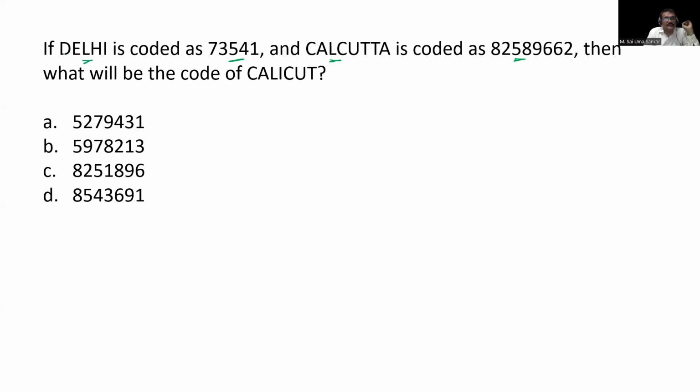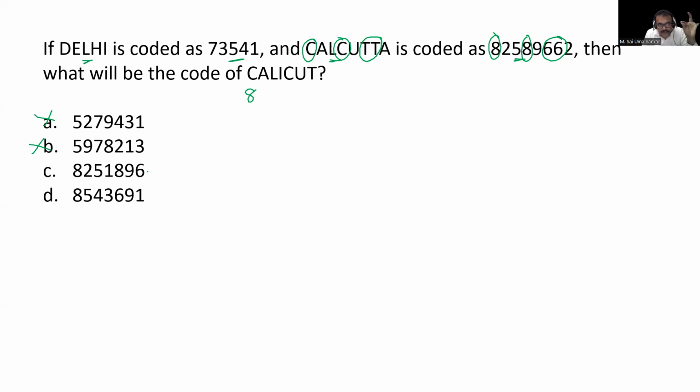D for 7, E for 3, L for 5, H for 4, and I for 1. In the same way, C for 8, A for 2, L for 5, C for 8. Again, if you observe, C is equal to 8 only. Okay, and next T and T, here T and T is equal to 6 and 6. Now what is the C? That is equal to 8. So these two options cancel.